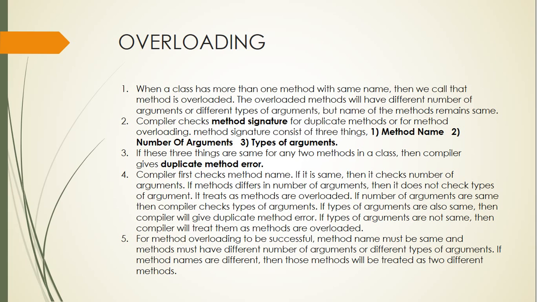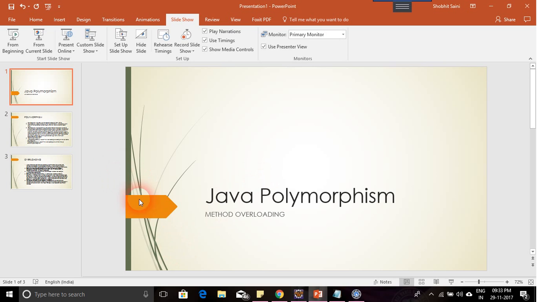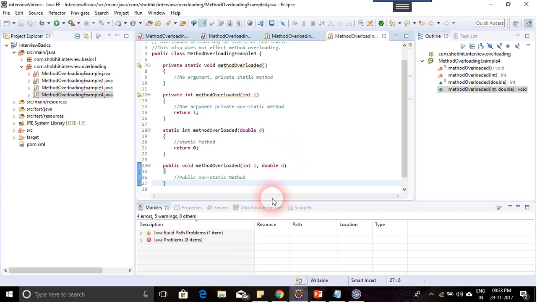For method overloading to be successful, method name must be the same and methods must have different number of arguments or different types of arguments. If method names are different, then those methods will be treated as two different methods. So we will look at some examples of polymorphism.